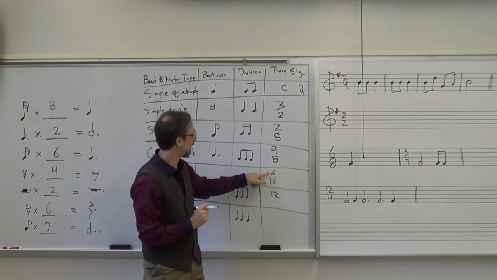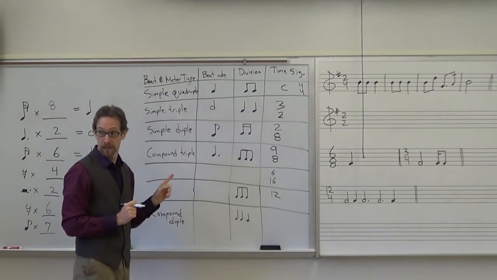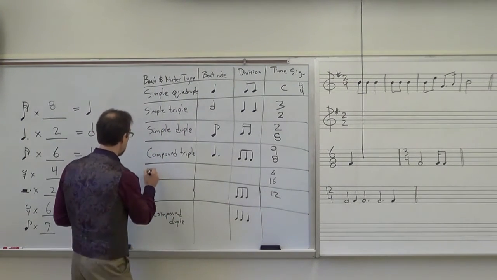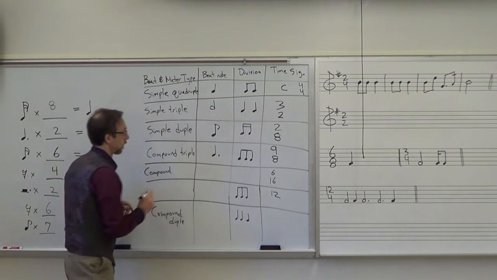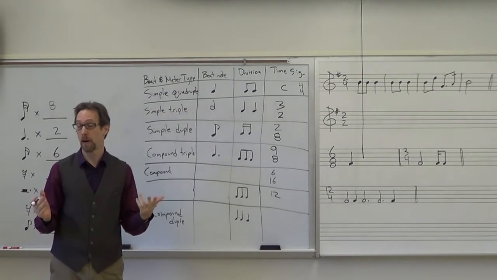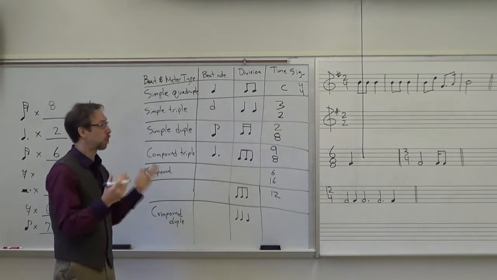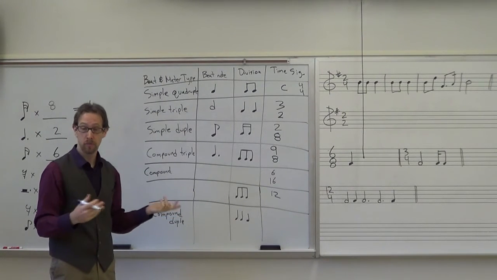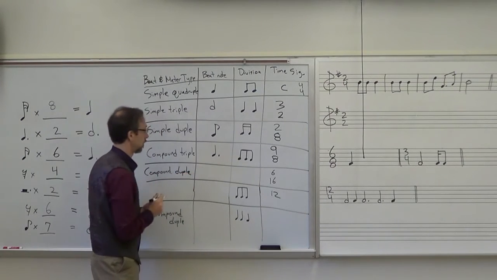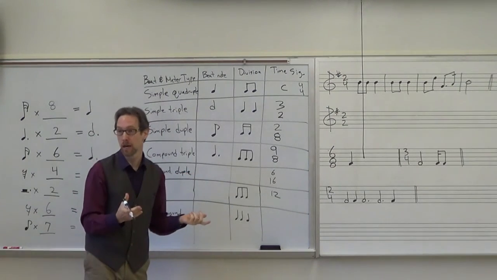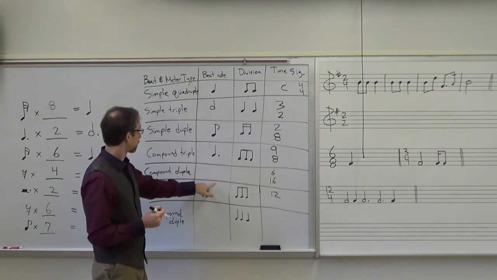So here we have 6/16. The 6 tells us that it's compound meter, because 6, 9, and 12 are our compound meters. And 3 times what equals 6? 3 times 2. So that means it's a duple meter. So 6 is our duple, 9 is our triple, and 12 is our quadruple.